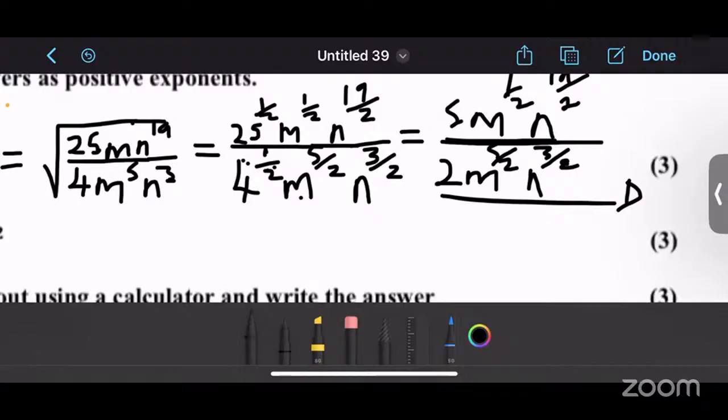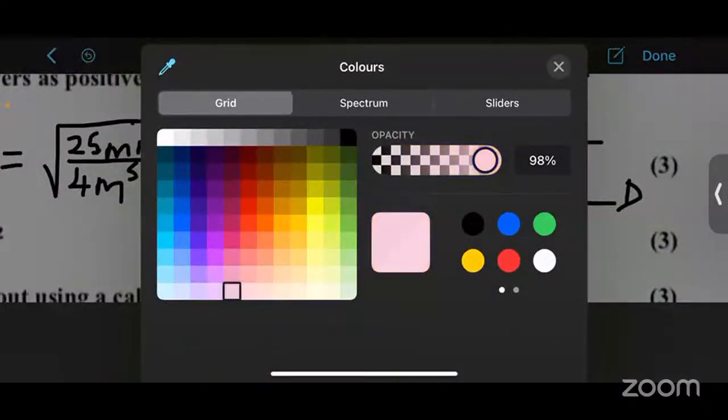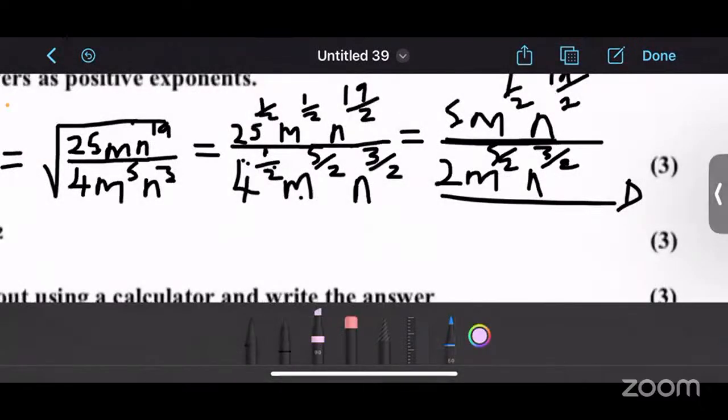Okay, tell us how you did it. Ma'am, I divided 75 by 12, and then I got 25 over 4. Then I rewrote the square root with 25 over 4, but I kept the variables and exponents the same way. So that means you have this step over here. Yes, I have the first one. And then I separated them, ma'am.